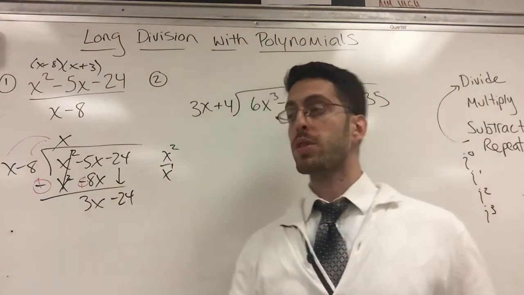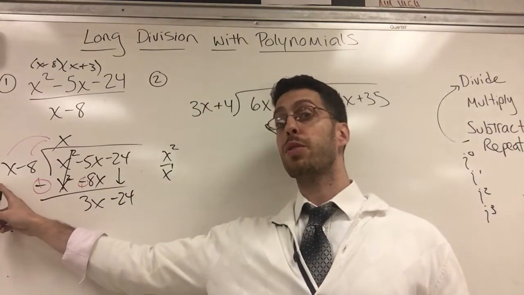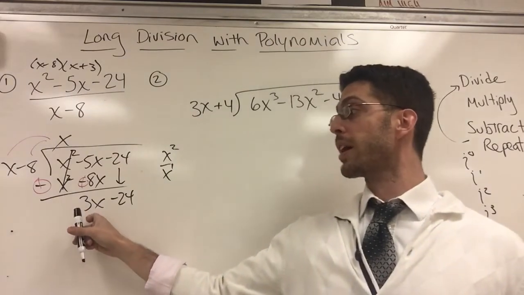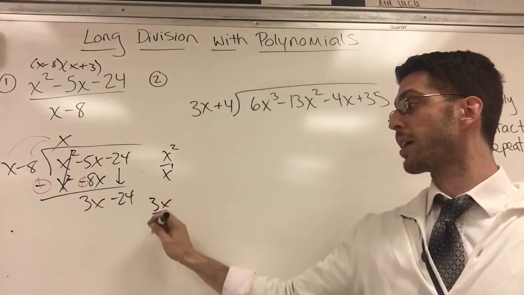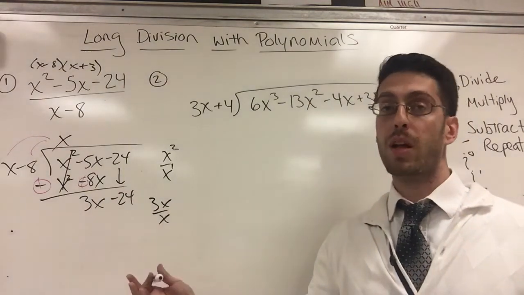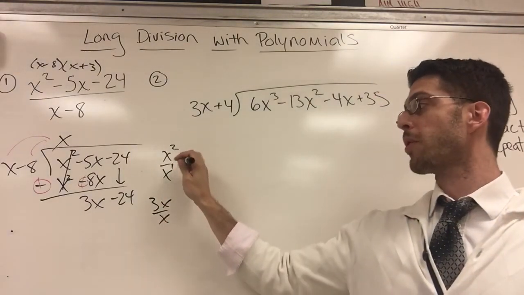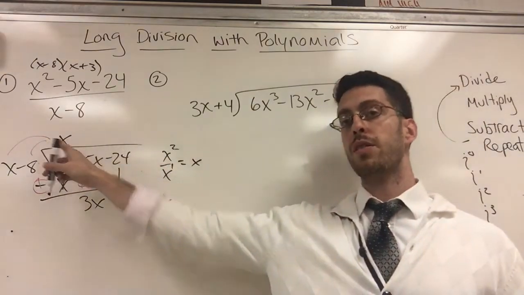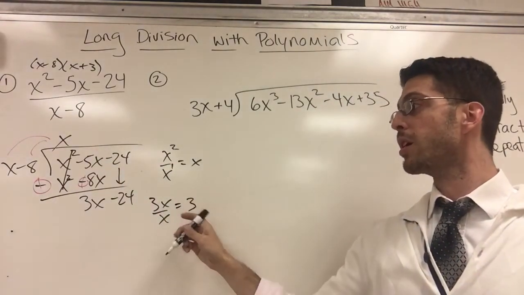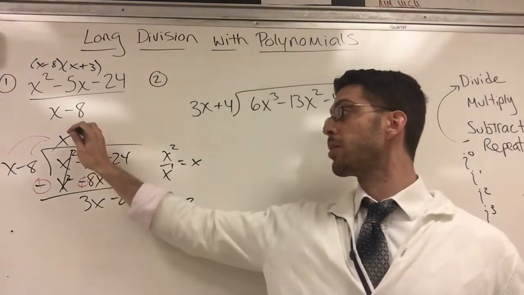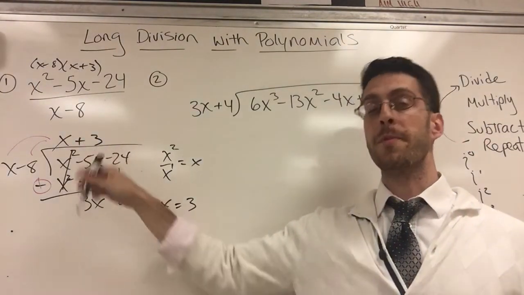Now I can repeat the whole procedure. First term divided by first term. This is my 3x divided by x. And again, you should be doing this piece in your head, but it helps to write it on the side. So remember, this gave me x, and I put that x up there. This one, the x's cancel out, gives me just positive 3, and that plus 3 goes again up there.